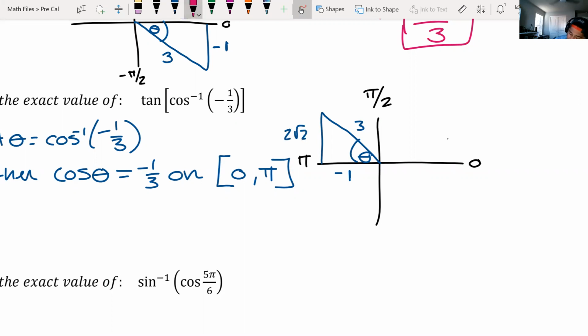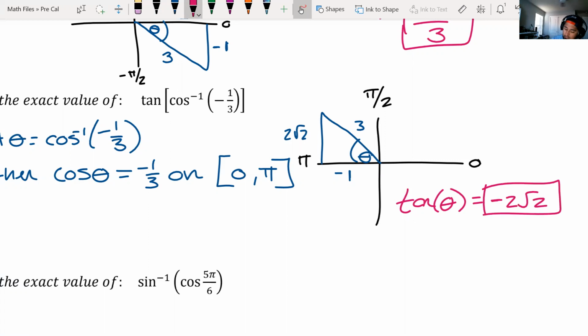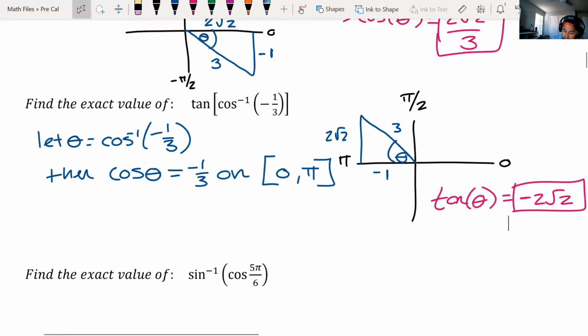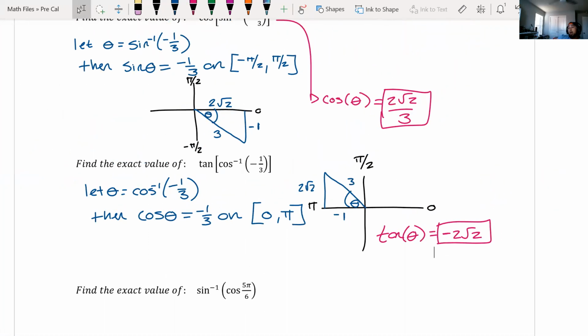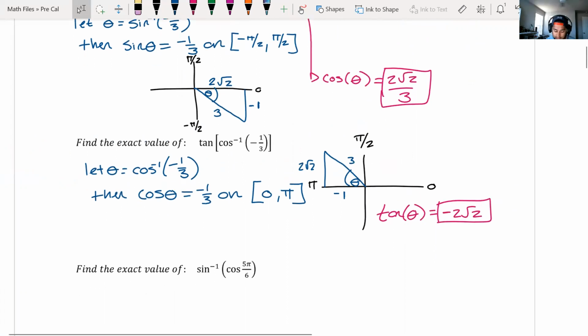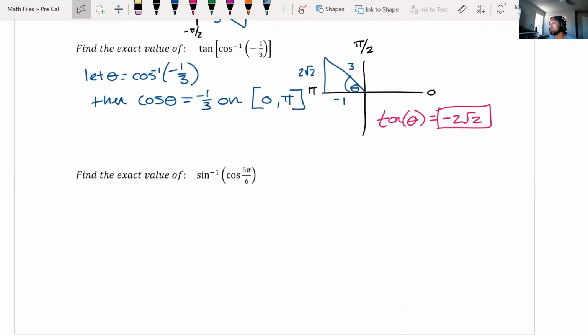Come back to that substitution, and you'll get the tangent of theta. And what is the tangent of this value of theta? -2 square root of 2. Opposite over adjacent. All right. Everybody good with those? Know those inverse restrictions.